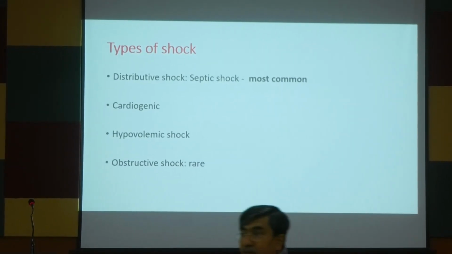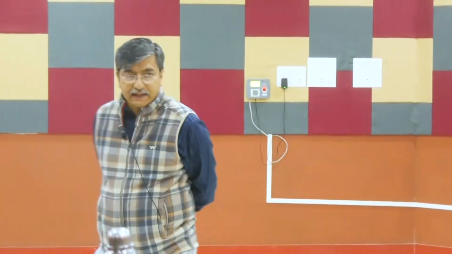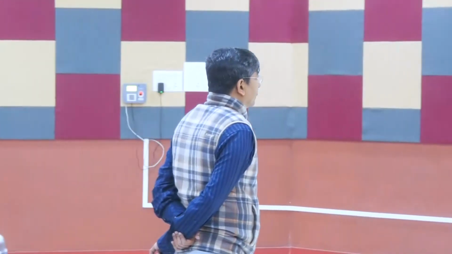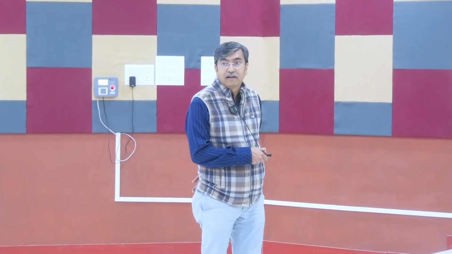So distributive shock most common. Classic example is sepsis, also happens in anaphylaxis, sometimes also neurogenic shock. Second most common, hypovolemic shock. Third, cardiogenic shock. Least common, obstructive shock. Okay. So who is at fault in hypovolemic shock? Who is that failure? The volume. In cardiogenic shock, who is the culprit? Heart. In distributive shock, who is at fault? The system, the pipe system, vasodilatation, less SVR. That's most important, less SVR, because of the vasodilatation.